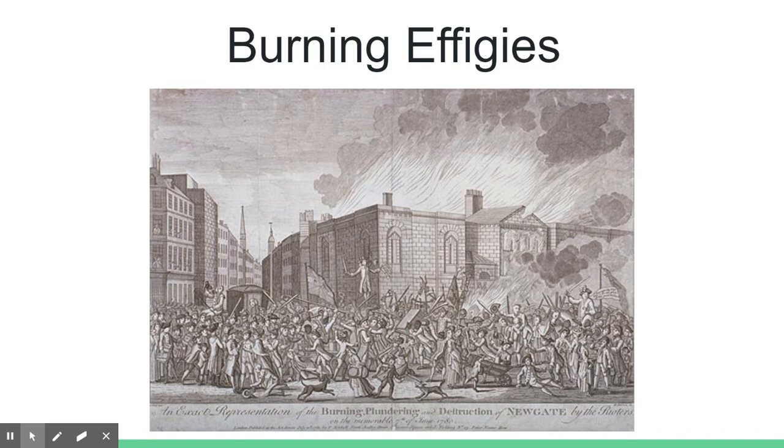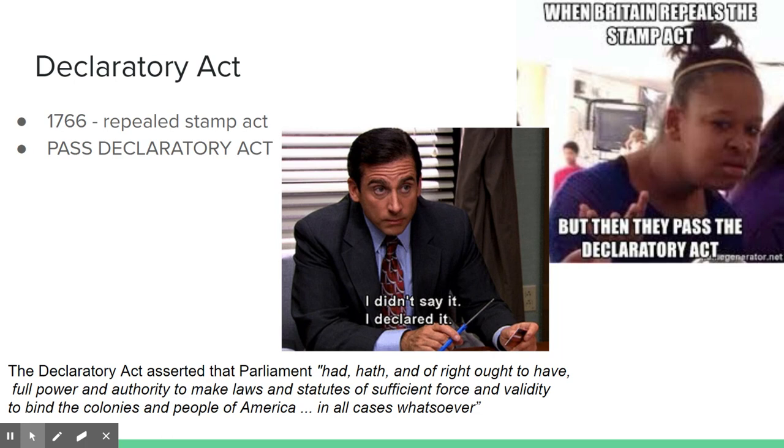So Congress listens, or I should say the Parliament listens, and in 1766 they actually repeal the Stamp Act, but they do pass the Declaratory Act. The Declaratory Act basically said that the Parliament hath and of right ought to have full power and authority to make laws and statutes of sufficient force and validity to bind the colonies and people of America in all cases whatsoever. So they basically say that we're going to repeal the Stamp Act, but we are asserting our belief that we can tax you, and that we can virtually represent you. So in all cases whatsoever, they're allowed to tax.